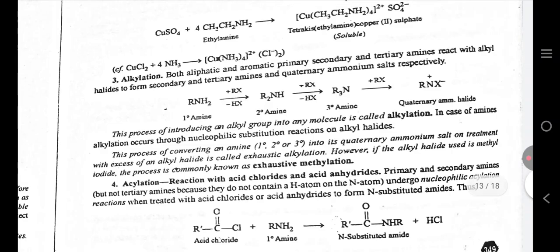Alkylation. Both aliphatic and aromatic primary, secondary, and tertiary amines react with alkyl halides to form secondary and tertiary amines and quaternary ammonium salt respectively. This process of introducing an alkyl group into any molecule is called alkylation. The process of converting an amine into its quaternary ammonium salt on treatment with excess of an alkyl halide is called exhaustive alkylation. If the alkyl halide used is methyl iodide, the process is commonly known as exhaustive methylation.